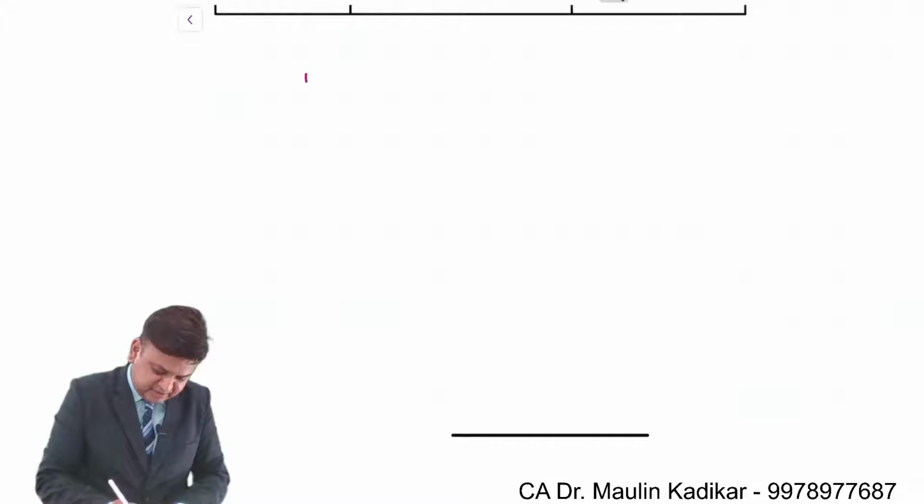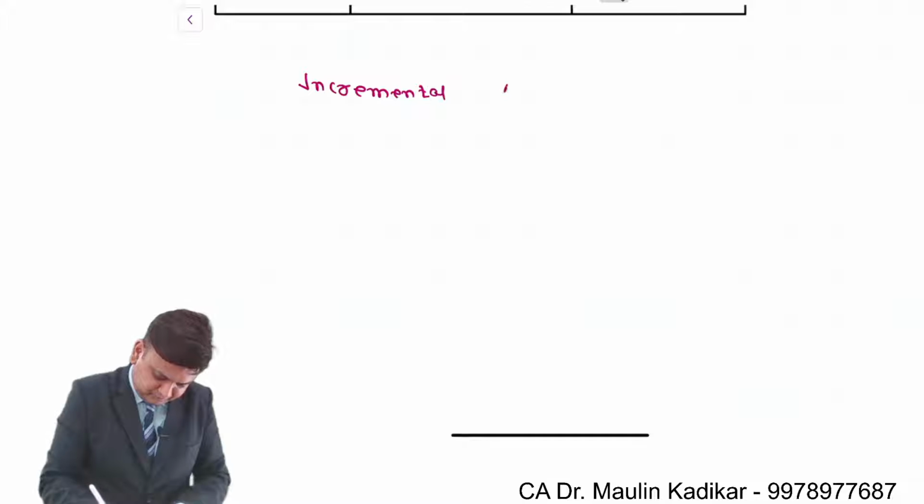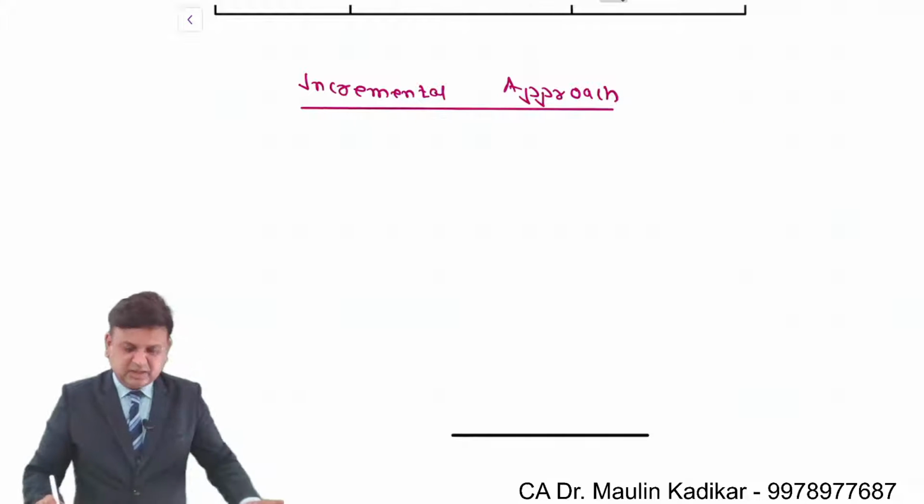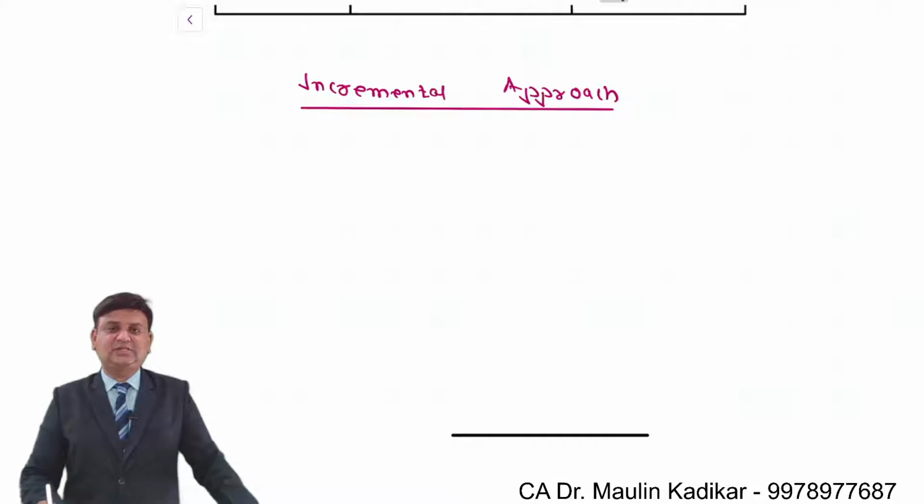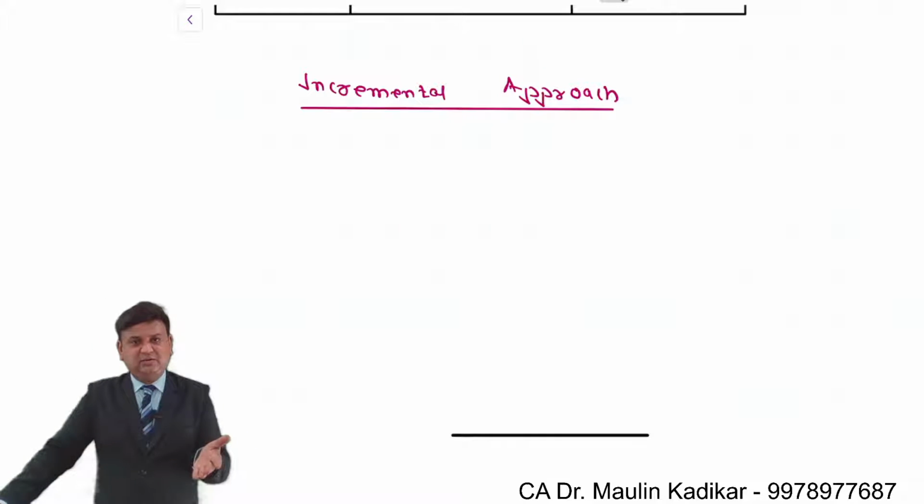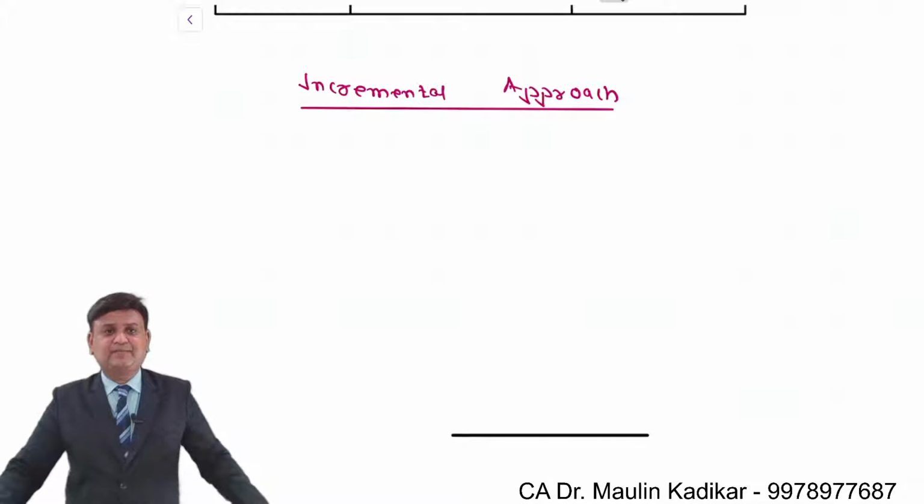The next is the incremental approach. Now friends, as far as the incremental approach is concerned, you can adopt like manufacturing over let out, or you may adopt reverse, let out over manufacturing. Either of the approach can be adopted for the purpose of decision making.